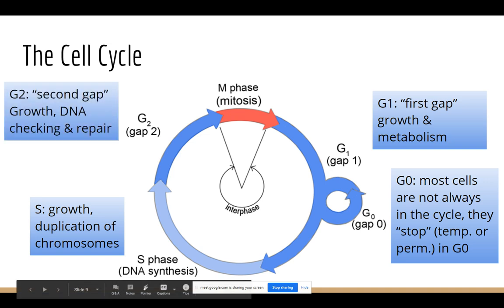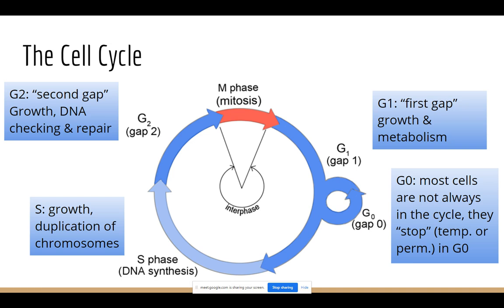And then the G2, that second gap, is another period of growth and metabolism, but that's also when the cell goes through and double checks and proofreads the DNA to make sure that it's copied correctly and fixes as many of the mistakes as it can so that they don't become permanent mutations that get passed on to new cells. So all of that is part of interphase.